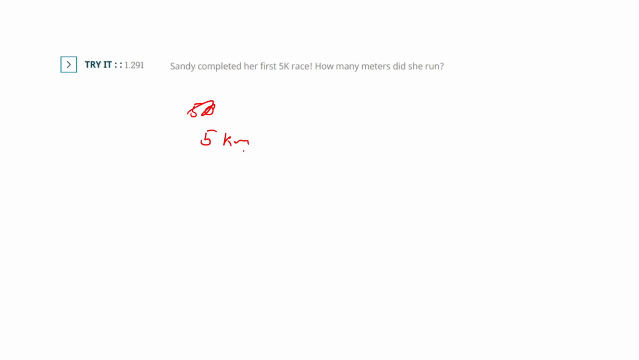Okay, so she ran 5 kilometers. So 1 kilometer, if you look back on the chart, is made up of 1,000 meters. So those will cancel. Got 5,000 meters.